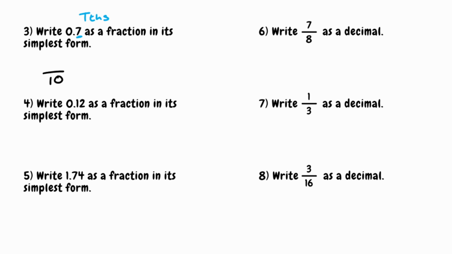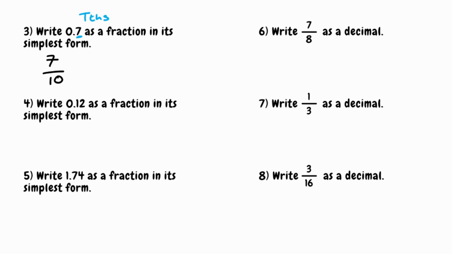So now all I need to do is write down all the digits in the number without the decimal place. So I've got 0.7, which I can just write as 7. So that gives me 7 tenths. So I can't simplify that fraction any further. So this fraction in its simplest form would just be 7 tenths.